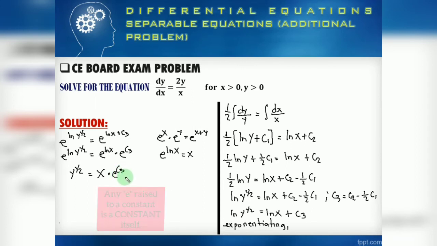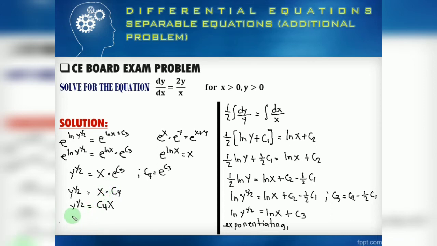So we will assign here, we have c3, so we will assign c4 just equal to e raised to the c3. Okay, so we can have now this new equation here, x times c4, or we can say that y raised to the 1/2 is just equal to c4 times x.